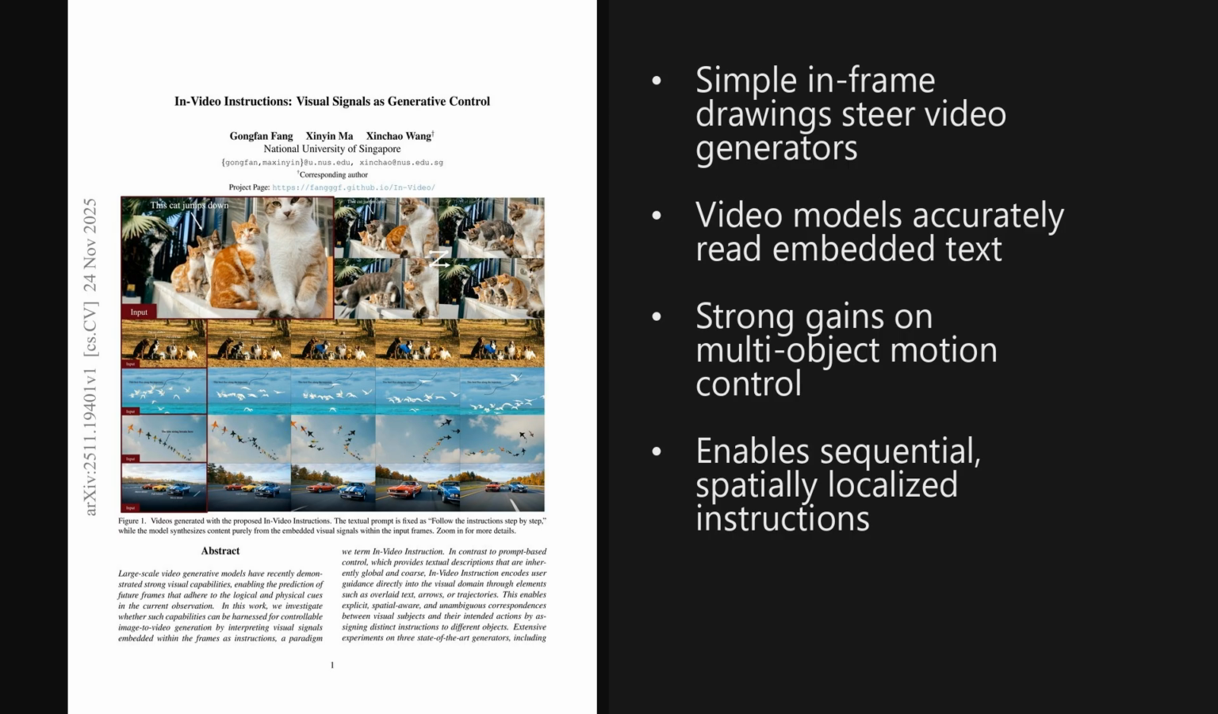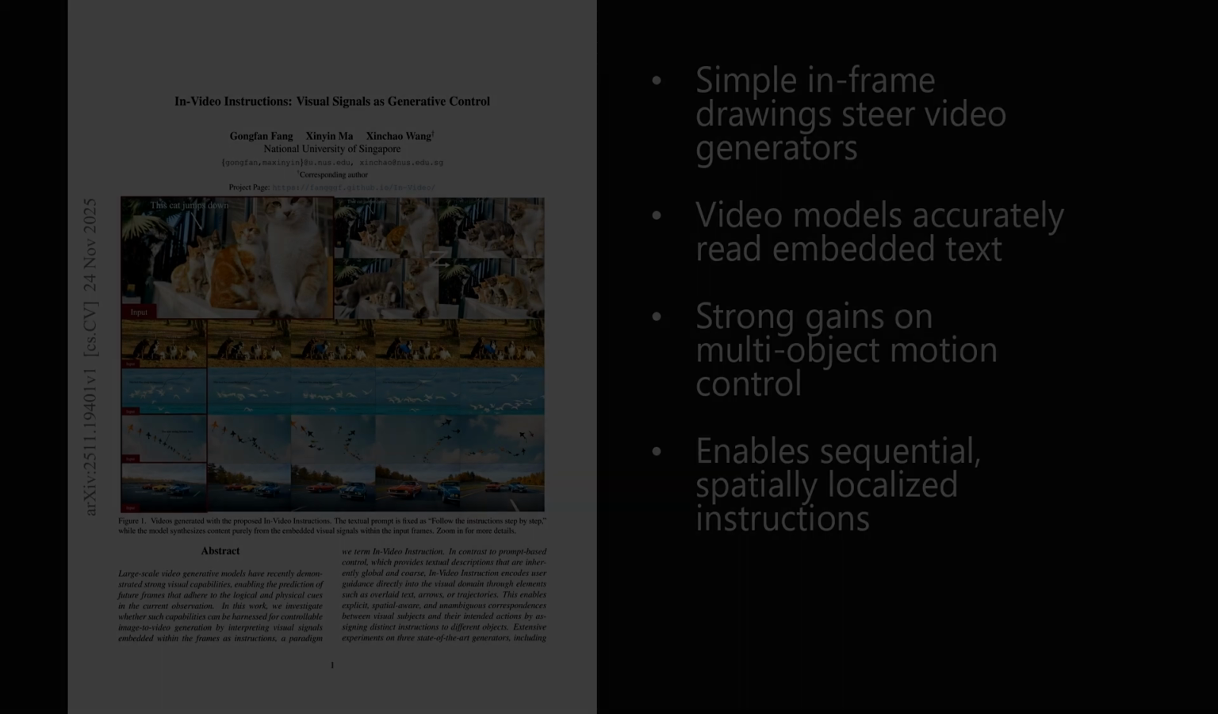It shows that by drawing simple visual cues like short text labels and arrows directly inside the first video frame, you can control complex multi-object motions, boosting success on a 3-card task to about 21, 58, and 96% versus 8, 29, and 58% with text prompts alone. The paper is titled In-Video Instructions, Visual Signals as Generative Control. And as we dig in, the idea turns out to be surprisingly simple while opening up some very powerful new ways to steer video generation.